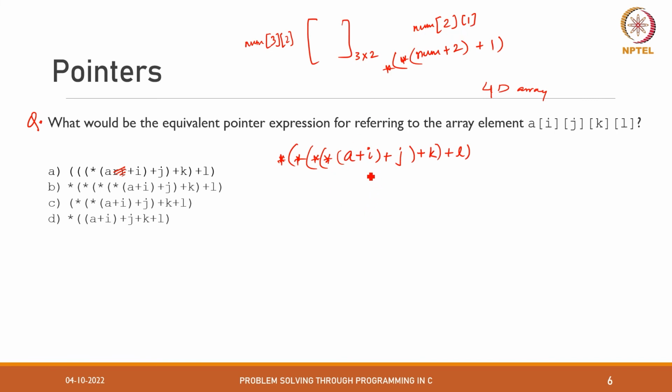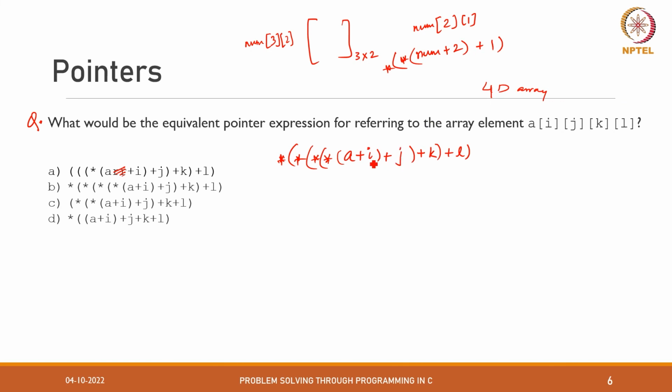So here in the first dimension I have to move by i units, that is, I need to move to the ith position in the first dimension, jth position in the second dimension, kth position in the third dimension, and lth position in the fourth dimension. So first I write a plus i, similar to here. So I move to the ith position in the first dimension.